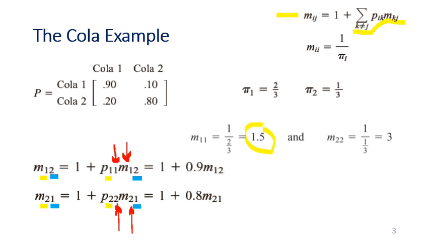Now that you have all these equations for Mij, you may solve them to obtain M12 equals 10 and M21 equals 5. The interpretation of this is that, for example, if a person now drinks cola 2, on average, he or she will buy cola 1 after 5 purchases. So average is the keyword.